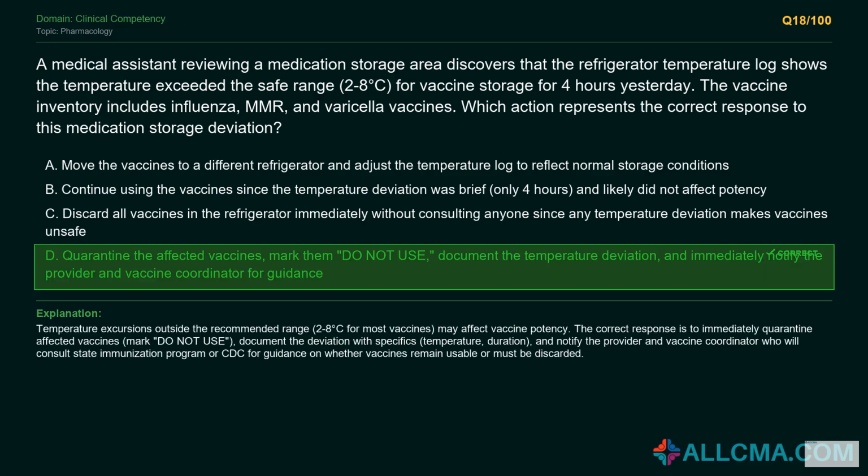The correct answer is D. Temperature excursions outside the recommended range, 2 to 8 degrees Celsius for most vaccines, may affect vaccine potency. The correct response is to immediately quarantine affected vaccines, mark do not use, document the deviation with specifics, temperature, duration, and notify the provider and vaccine coordinator who will consult the State Immunization Program or CDC for guidance on whether vaccines remain usable or must be discarded.